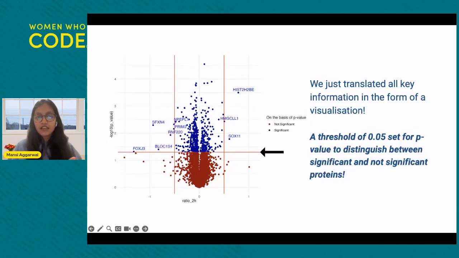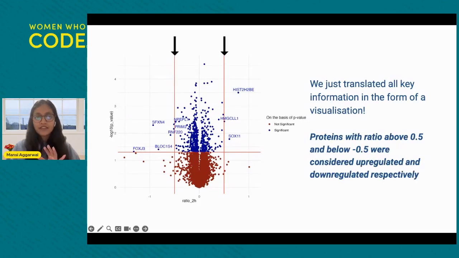What I did was I created a line to set a threshold of 0.05 for the p-value. So above this is significant and below this is not significant. Then I set a threshold for the ratio, and I created 2 vertical lines. I know that a positive ratio means upregulation, but I want to see the genes with a ratio above 0.5 and below negative 0.5. That means these are significantly upregulated or downregulated.